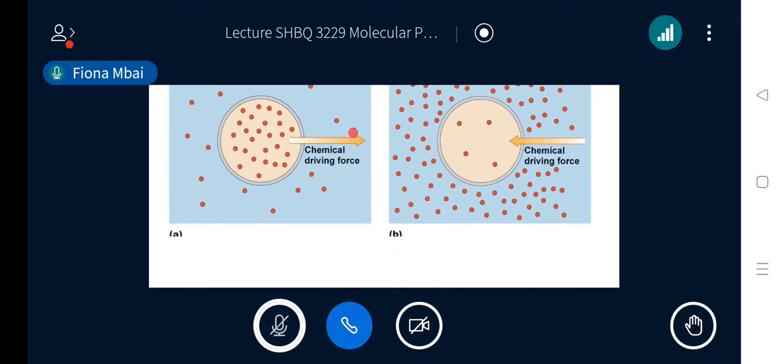So what is this chemical driving force? In here you have a high concentration as depicted by the many red dots, and the chemical driving force is outside. You can also have a chemical driving force from the extracellular side, where the red dots are more on the extracellular side and they're less on the intracellular, and the chemical driving force can be in this direction. So the chemical driving force can either be in the extracellular direction or intracellular direction, depending on the concentration of that particular ion, wherever it is.